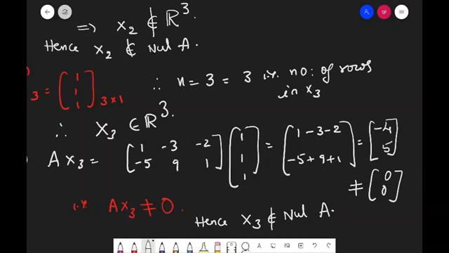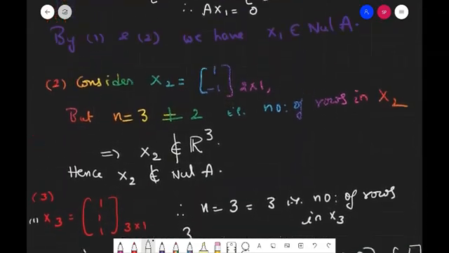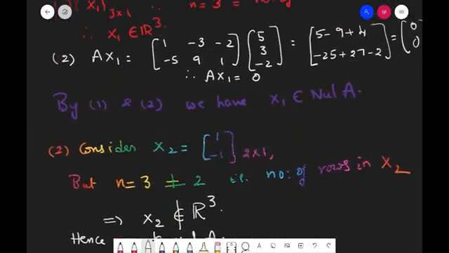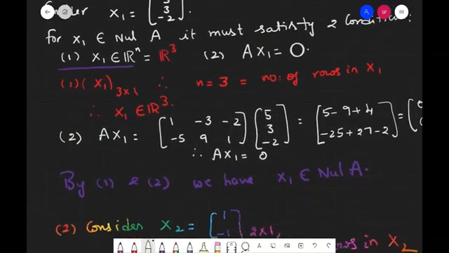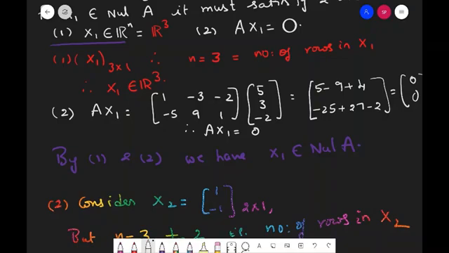So for any vector to be in null A, it has to satisfy two main conditions. The first one is that it should have the same number of rows as the number of columns in A. The second one is that it should satisfy the equation Ax = 0. So here the three vectors are given.